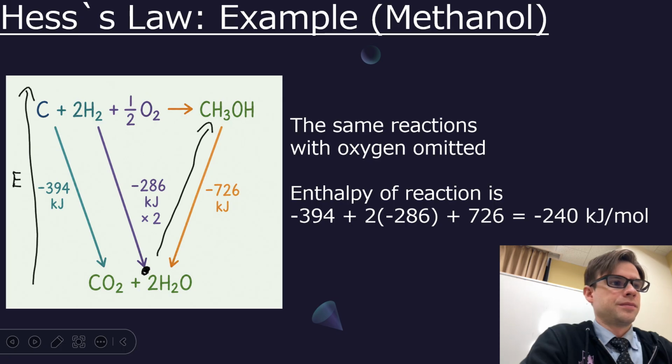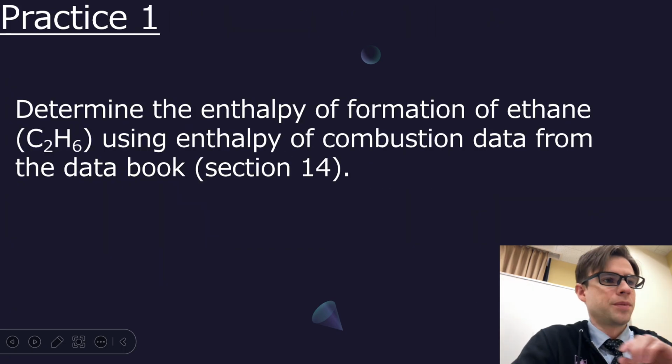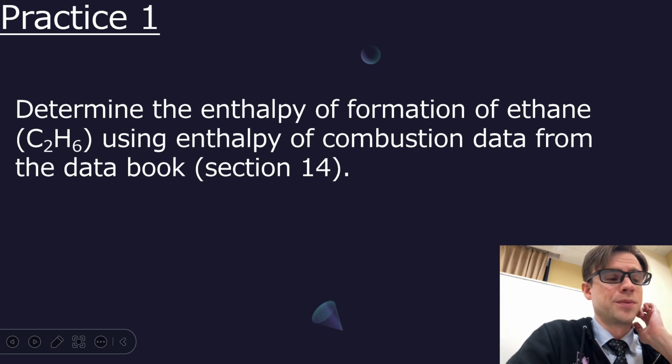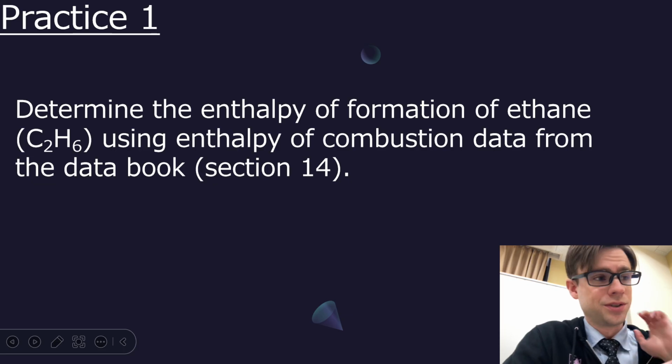Okay. Another practice then, determine the enthalpy of formation of ethane, C2H6, using enthalpy of combustion data from the data book in section 14. Okay, so there might be multiple methods for finding the enthalpy of formation of ethane, including just looking it up in a separate section of the data book. But this says calculate it from combustion data section 14. That means we must do that.